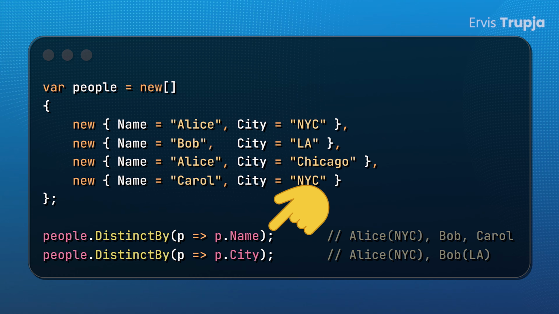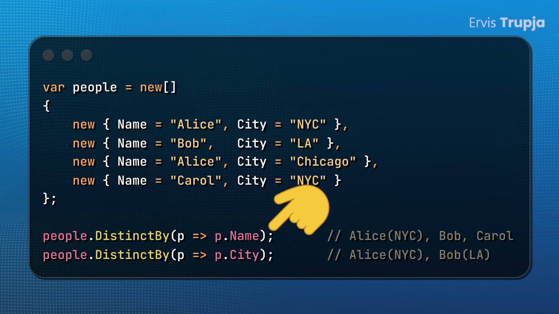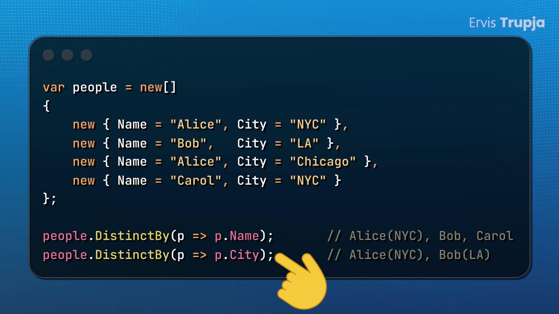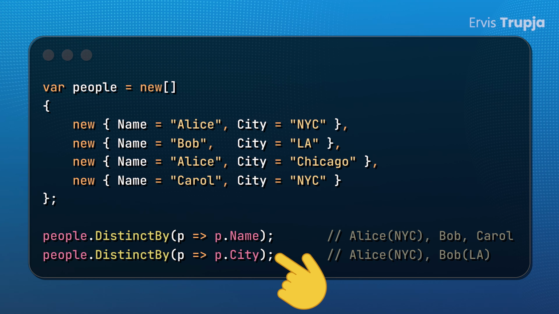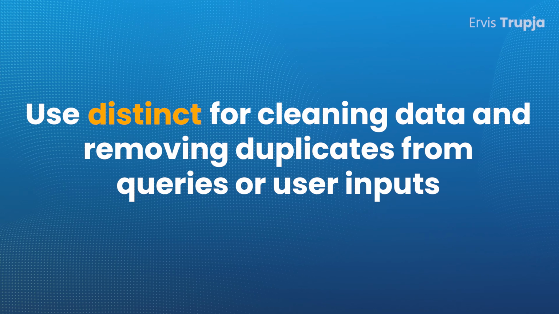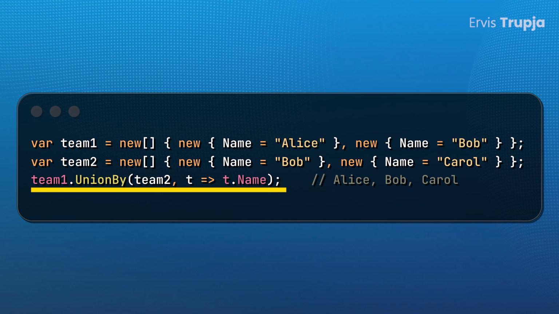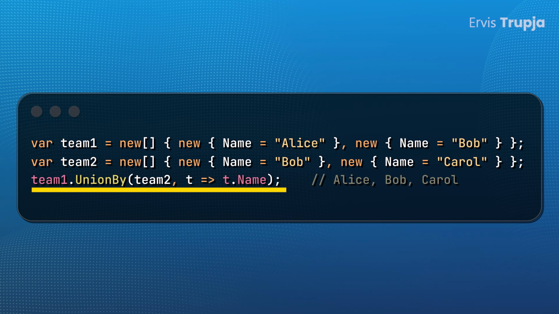If you are working with objects, you can use the DistinctBy method. And then you define the property name, and this way you are going to remove duplicates based on a specific property. Use distinct for cleaning data and removing duplicates from queries or user input. Use union for combining datasets from different sources while ensuring uniqueness.